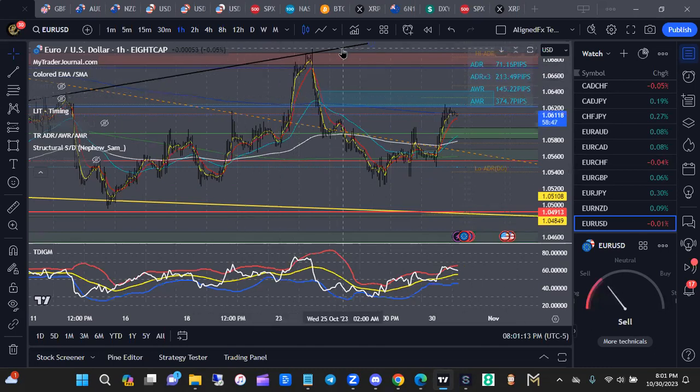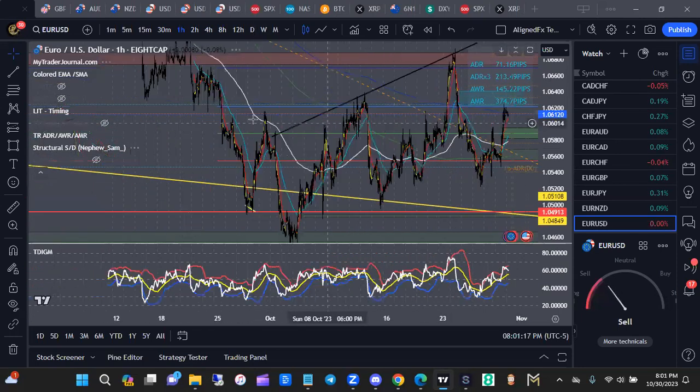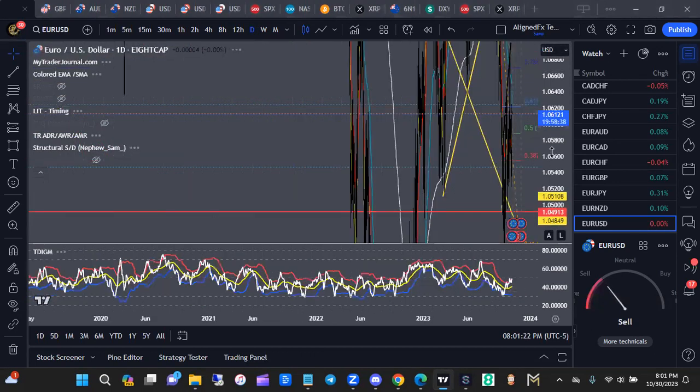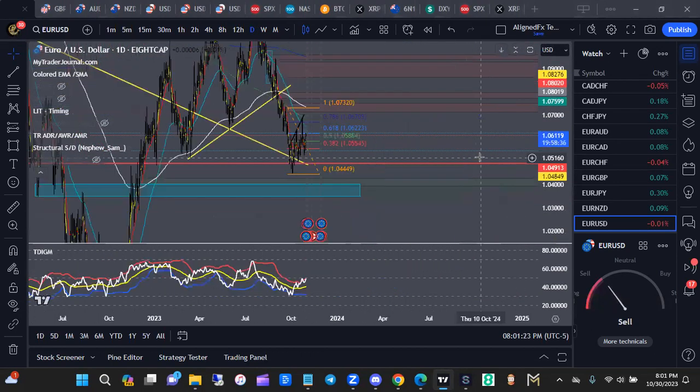So here's my analysis with this: we're still in a downtrend. If we're looking at the bigger time frame, I'm talking like the daily, we're in a big downtrend, pretty big downtrend.